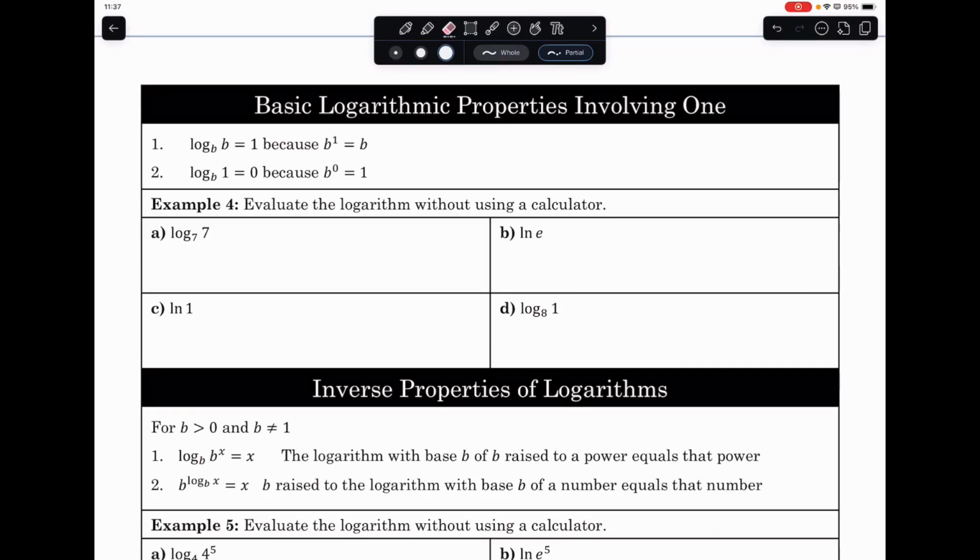Hello class, and thank you for watching the second part to 6.3. We're going to begin in this section going over basic properties involving the number 1.